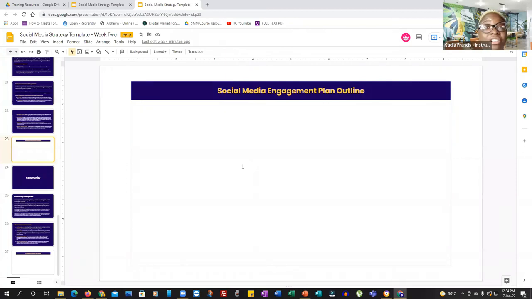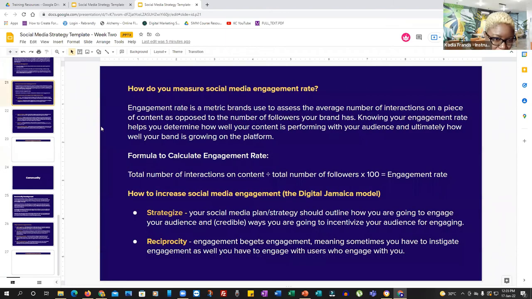So you can create a signature feature for your brand, and people can expect to come and see this feature every week, and it will build engagement for your brand. Whether it's a podcast, whether it's a live stream, whatever it is. So I expect you guys to tell me what kind of activities you are going to be doing on your social media platforms that are going to encourage people to engage, and how you're going to incentivize that engagement, which is what we said here.